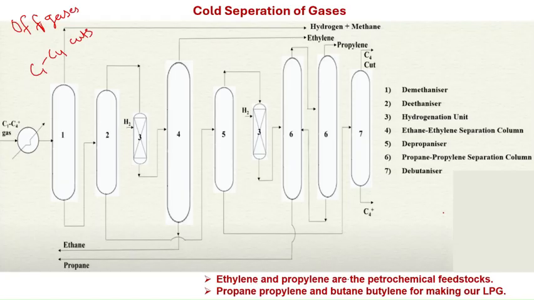So what happens is the separation of these gases is also done in some refineries. The main purpose of this is to get our useful gases, basically ethylene and propylene, which are petrochemical feedstocks. So we need to separate them, and basically LPG, which is a mixture of propane and butane. So to supply LPG, we also need to separate this propane and butane for the production of LPG.